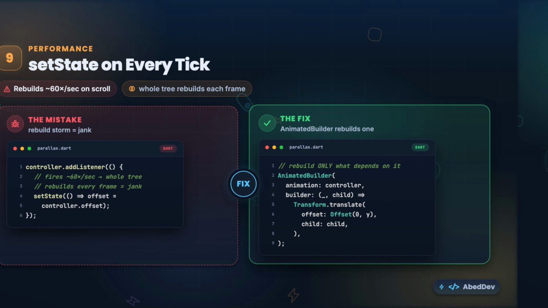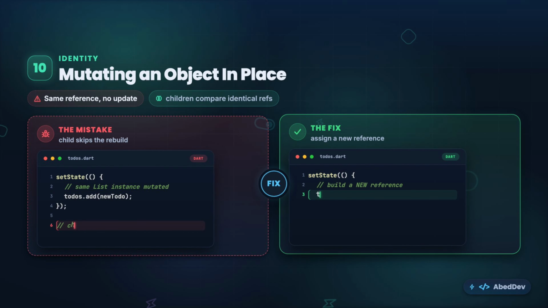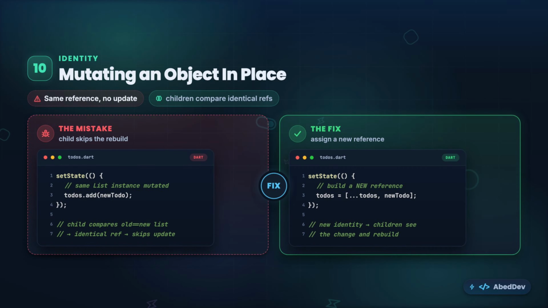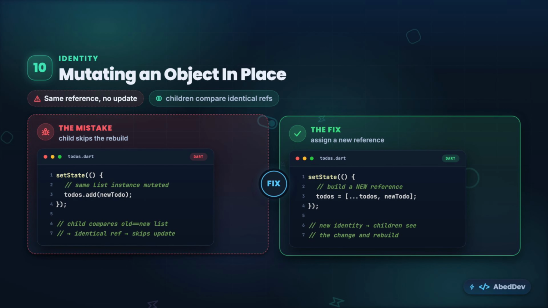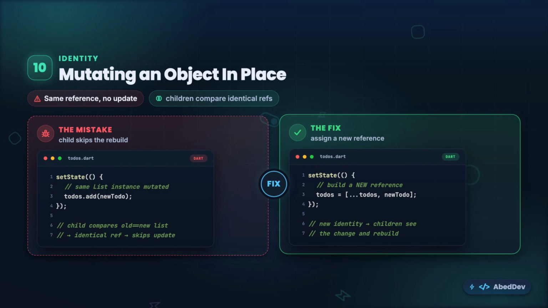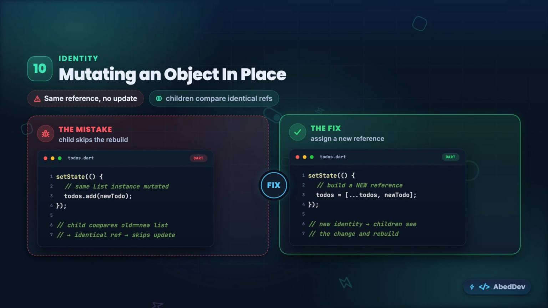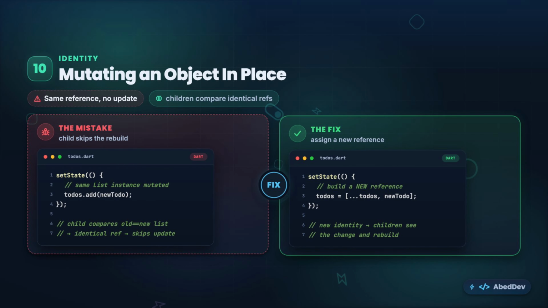Number 10. Mutating an object in place. You add to the existing list or edit a field on the same object, then call setState. And the child widget doesn't update because it compares the reference, and the reference never changed. Same list, same object. The fix is to assign a new reference, a fresh list, a copied object, so the child sees a real change and rebuilds.